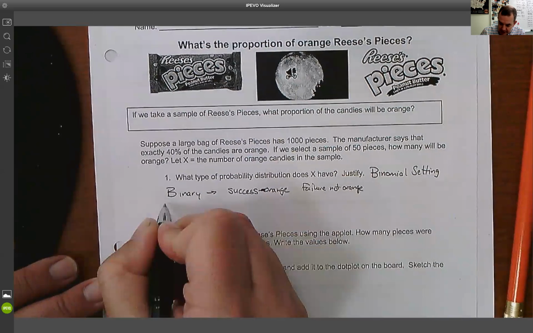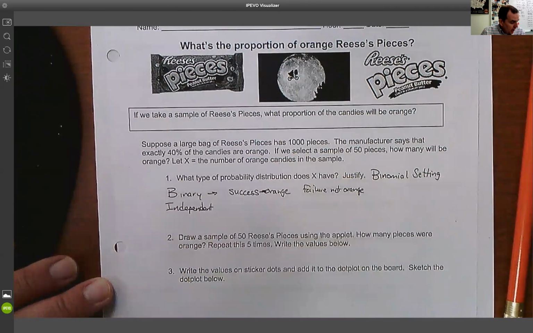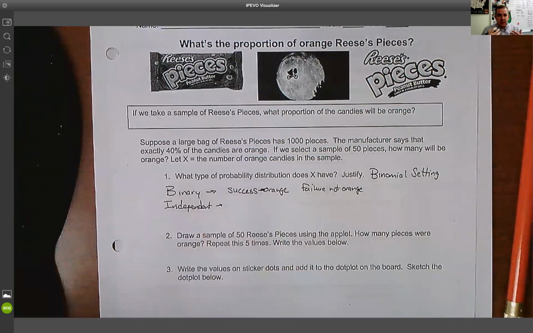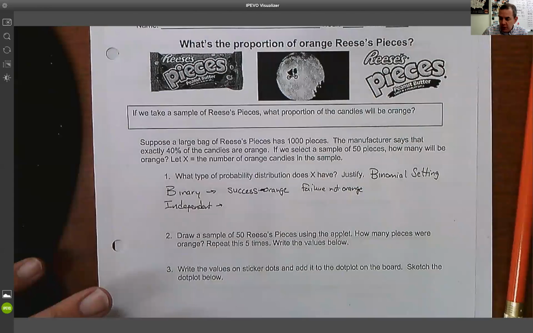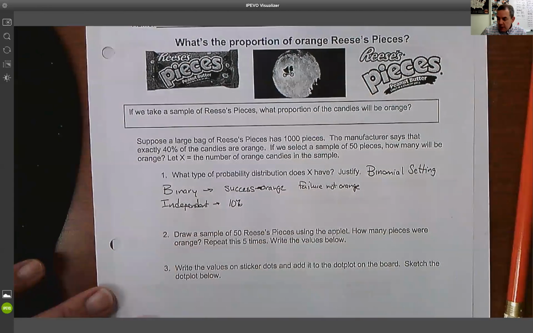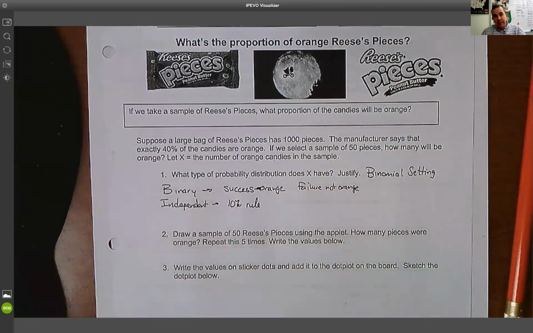The next one is independent. And what we need to think about with independent is a couple things. One thing is, in this case, we can assume that the color of one has no influence on another, but here's something new we're going to talk about. It's something I mentioned last class. It's called the 10% rule. The 10% rule is, since we're not putting the candy back in the bag, we need to make sure that our sample is not more than 10% of the population.